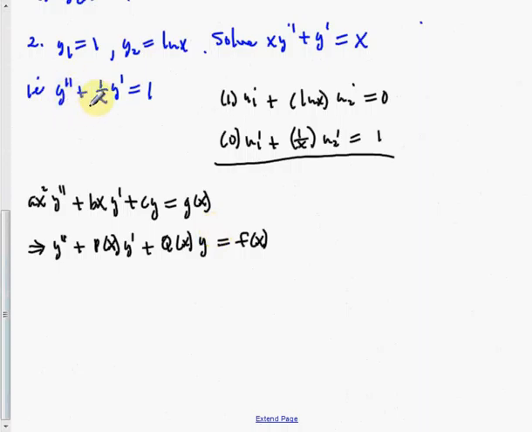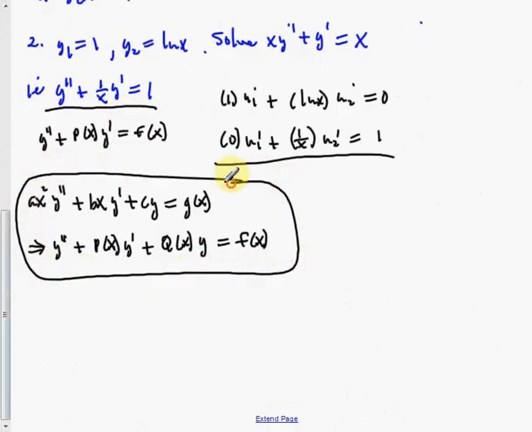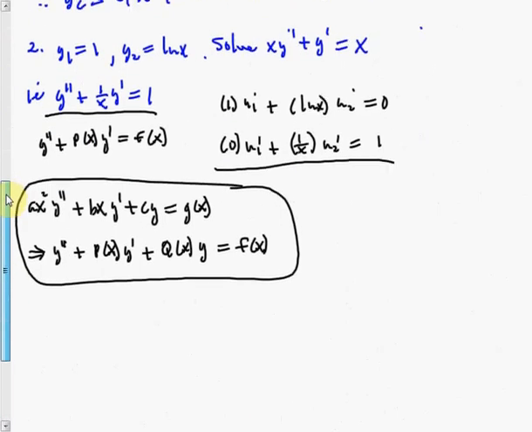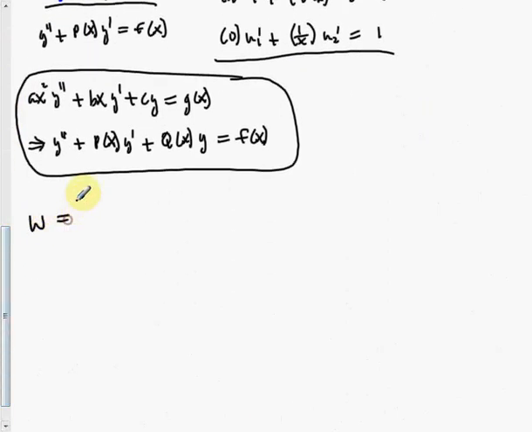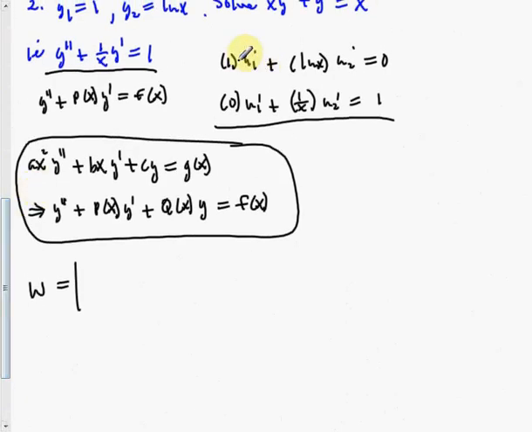So this guy right here, that's what we're saying. This is y double prime plus p of x times y prime is equal to f of x. For this problem here, there's no q of x. Q of x is 0. So the Wronskian for W, go back and look at the system, is the matrix 1, 0, natural log of x, and 1 over x.